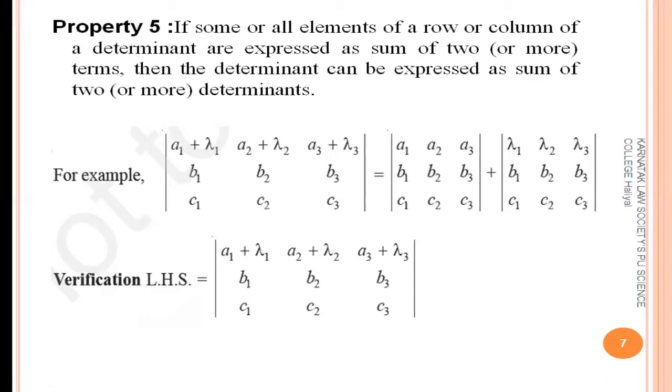We just have to take first A1, A2, A3 and the remaining two rows as they are, B1, B2, B3, C1, C2, C3, plus, and in the second determinant, the second term, that is lambda 1, lambda 2, lambda 3, B1, B2, B3, C1, C2, C3. If you verify, you will get these two determinants. See here, first you need to take the LHS part and proceed.